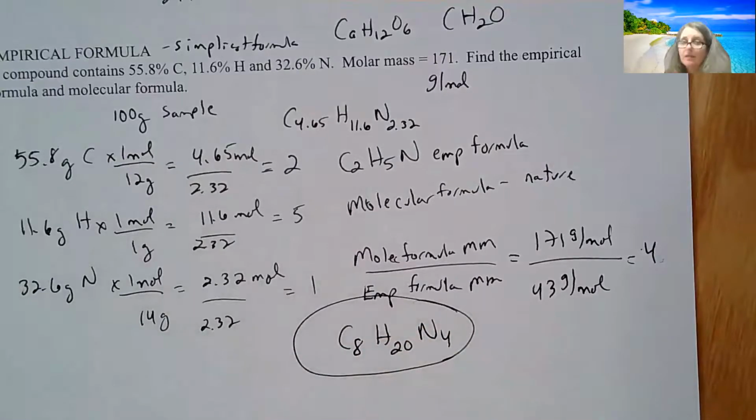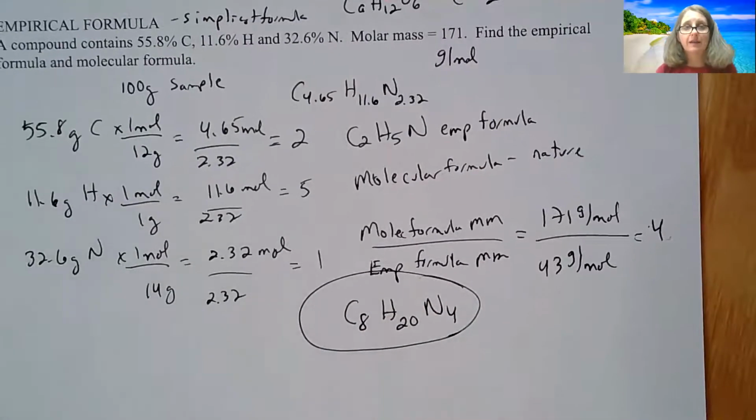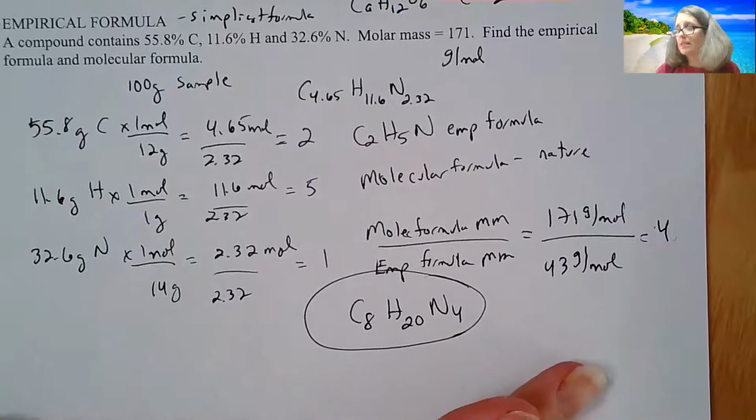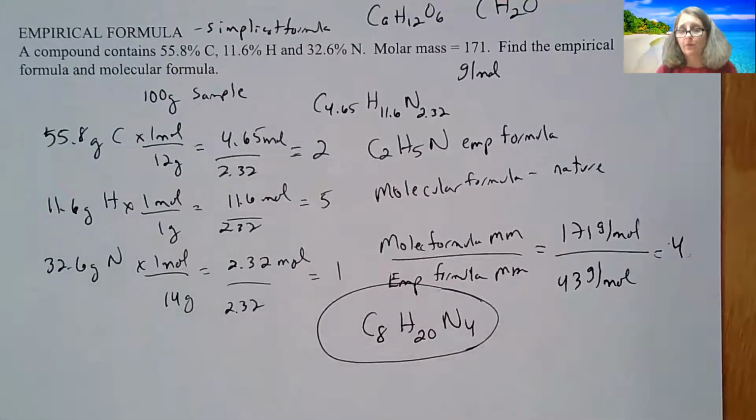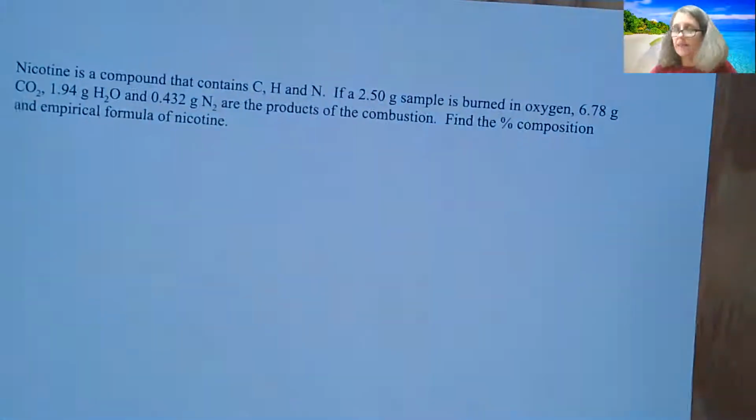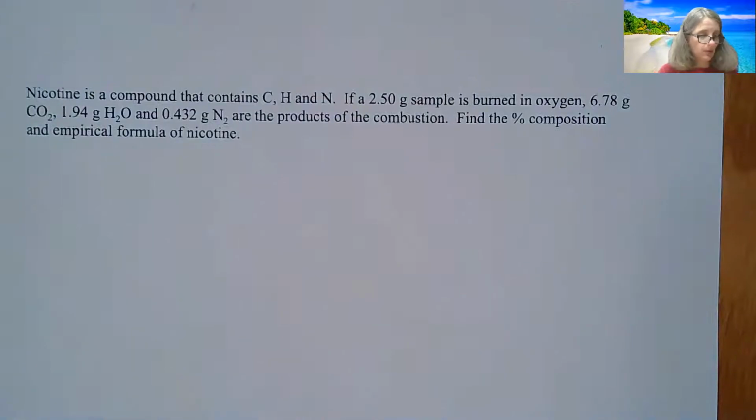So that is how it exists in nature. That is the molecular formula. So this is a pretty standard way of doing an empirical formula problem. But I'm going to make it a little bit more complex than that. So we're going to go to this next problem, which is what I call a combustion problem, because you're going to be burning something in oxygen.